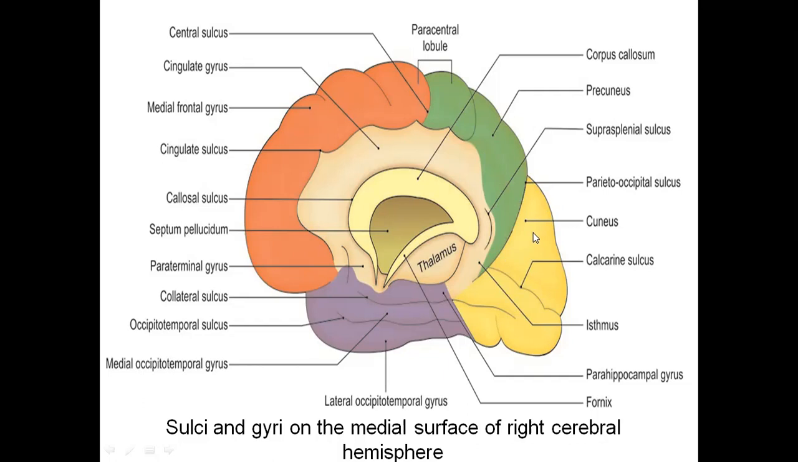Behind the parieto-occipital sulcus, you call it as cuneus, precuneus and cuneus. Calcarine sulcus is very clearly defined on the medial surface of the cerebrum. It is not very well defined in the previous picture of the superolateral surface of cerebrum. So above calcarine sulcus, the part of the occipital lobe is actually called as cuneus. And in front of the parieto-occipital sulcus, we have isthmus. So these are the various labelings which you should draw in practice.